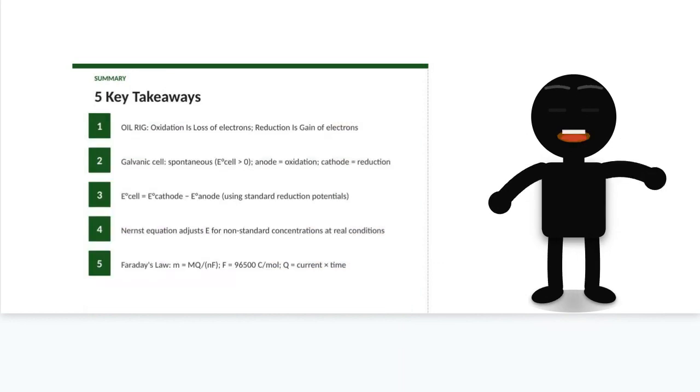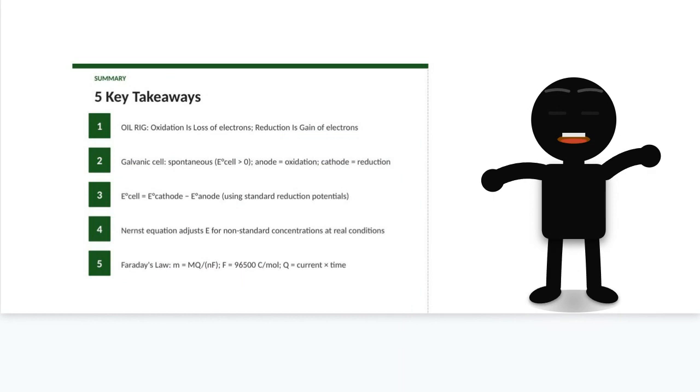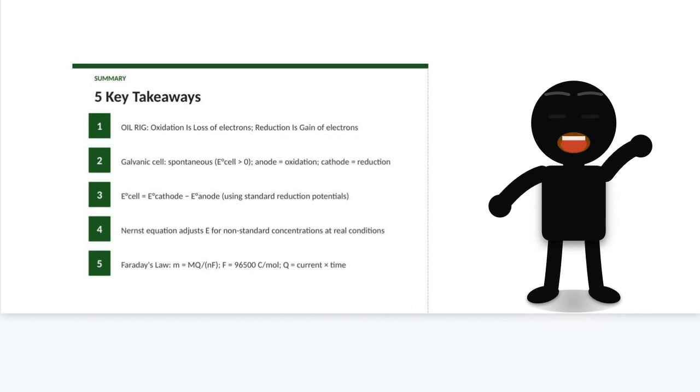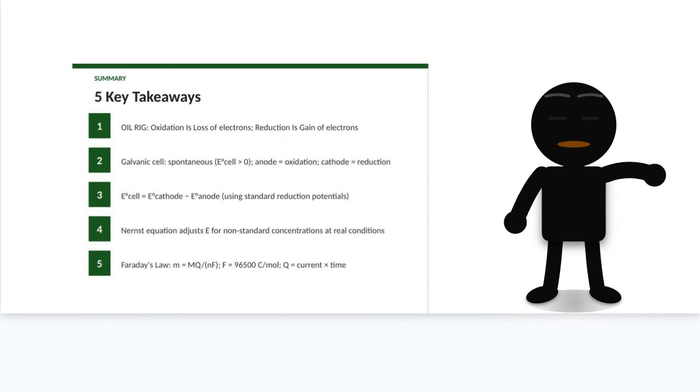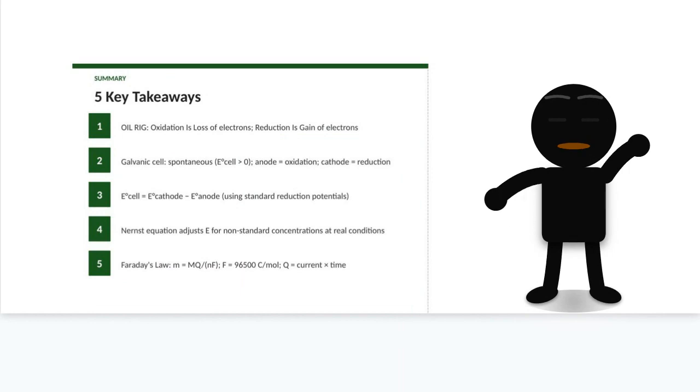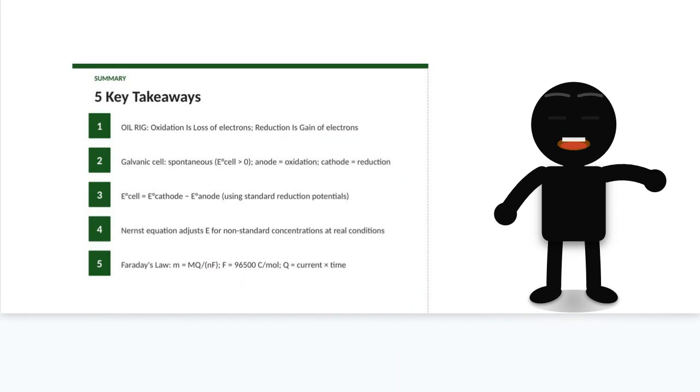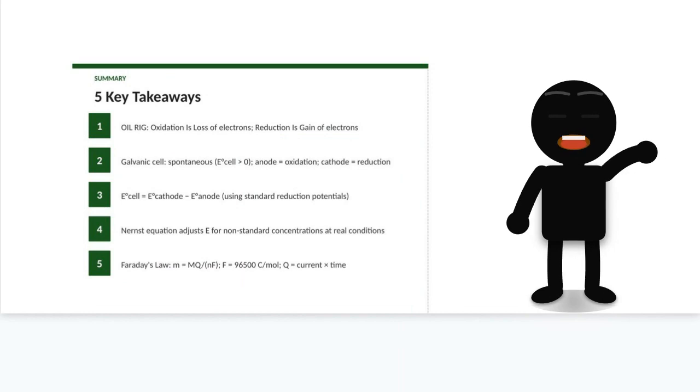The 5 takeaways from C005. 1. OIL RIG: oxidation is loss, reduction is gain, never forget this. 2. Galvanic cells are spontaneous with positive E° cell, anode undergoes oxidation, cathode undergoes reduction. 3. Cell potential is cathode minus anode using reduction potentials, always subtract. 4. The Nernst equation corrects for real conditions where concentrations differ from standard. 5. Faraday's law, mass deposited equals MQ over NF, is your tool for all electrolysis calculations.